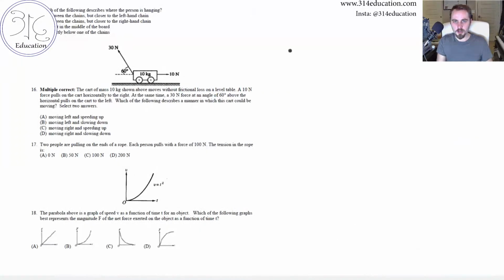And so what are our options here? Between the chains but closer to the left chain, between the chains but closer to the right chain, right in the middle, or directly below one of the chains. We don't expect to be directly below, because then that chain would be taking all 500 newtons, which isn't what we're seeing. So it is between the chains, but we expect it to be closer to the left side because that had the higher tension.